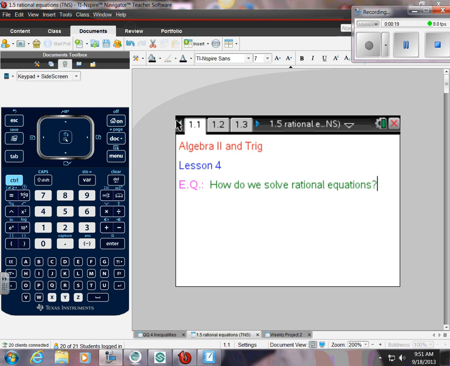How many of you know what a proportion is? A proportion, yeah, when you have one fraction set equal to one fraction. How did you solve proportions? Cross multiply. Good. So we're going to use that as well. It just depends on what the rational equation looks like, to what we'll use to solve it. Okay. So let's look at the next page.